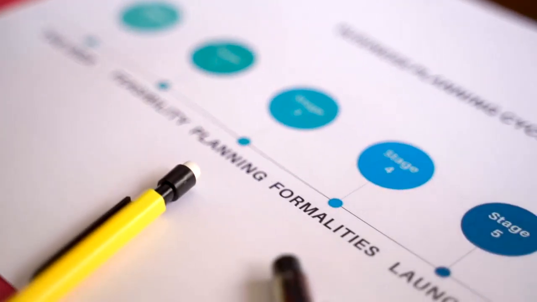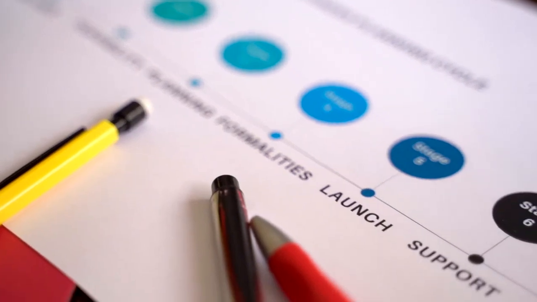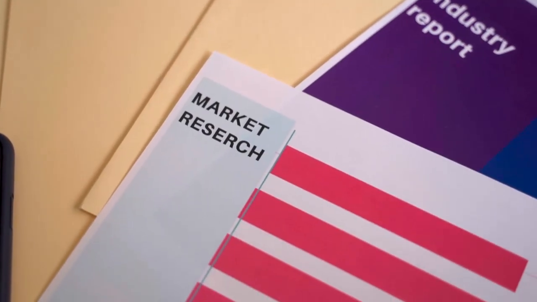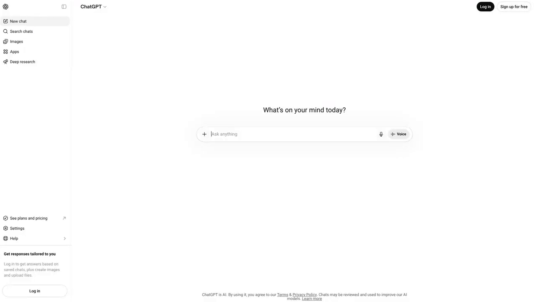ChatGPT can also help you identify potential risks and provide suggestions for mitigating them, such as creating a contingency plan or developing a risk management strategy.